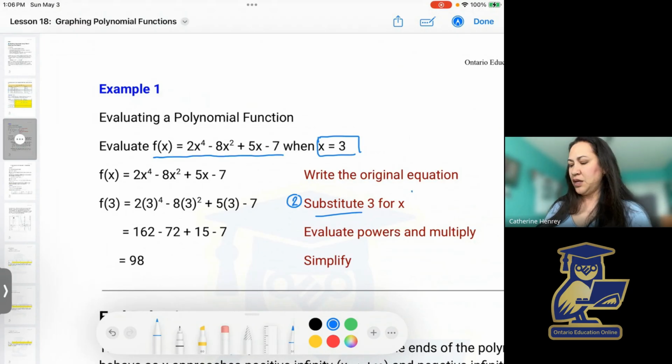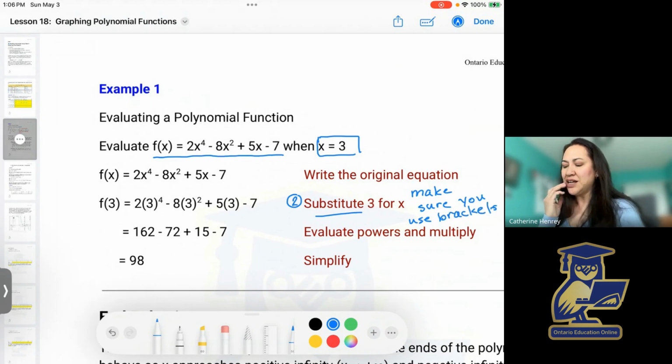And then I want to make sure you use brackets. When we're dealing with positive numbers, sometimes it's not as important, but definitely if we need to substitute a negative value, we want to make sure we use brackets. So we substitute all the x values with the value that's given for x, which is 3, and then we simplify.